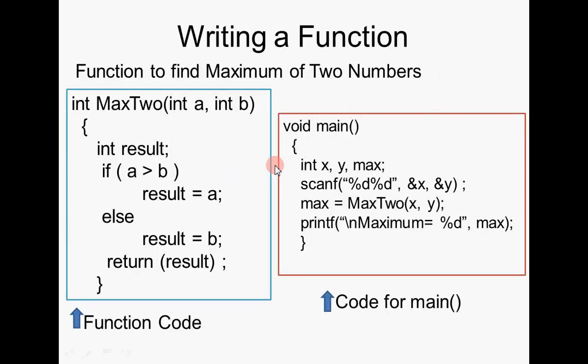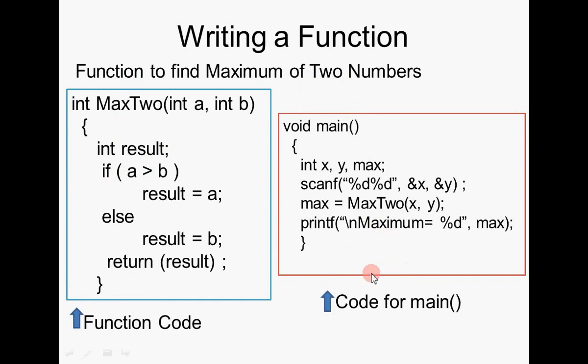Let us see how we write an actual function in C. Here is an example that demonstrates a function for finding the maximum of two numbers. So the problem is to find the maximum of two numbers. On the left side, the function is written separately, and on the right side, as usual, the main program is written separately.